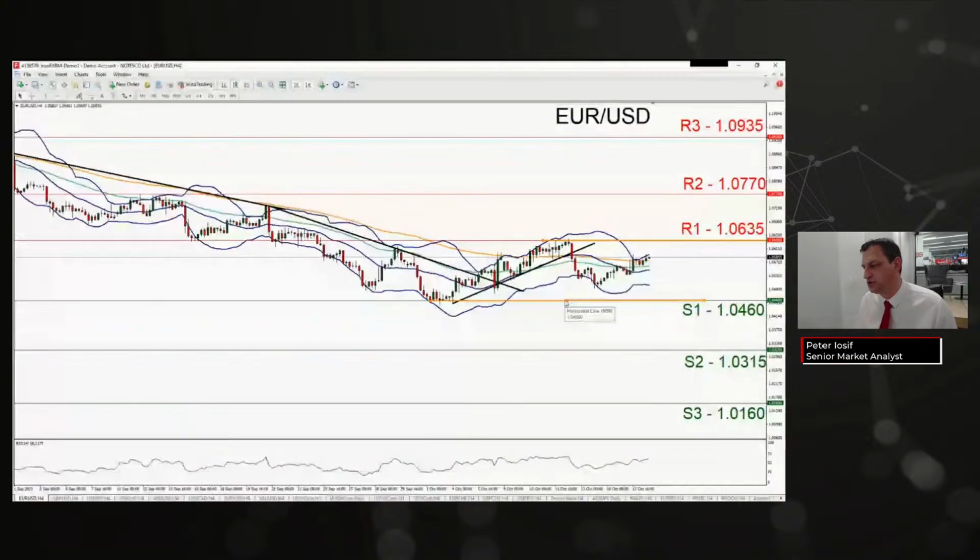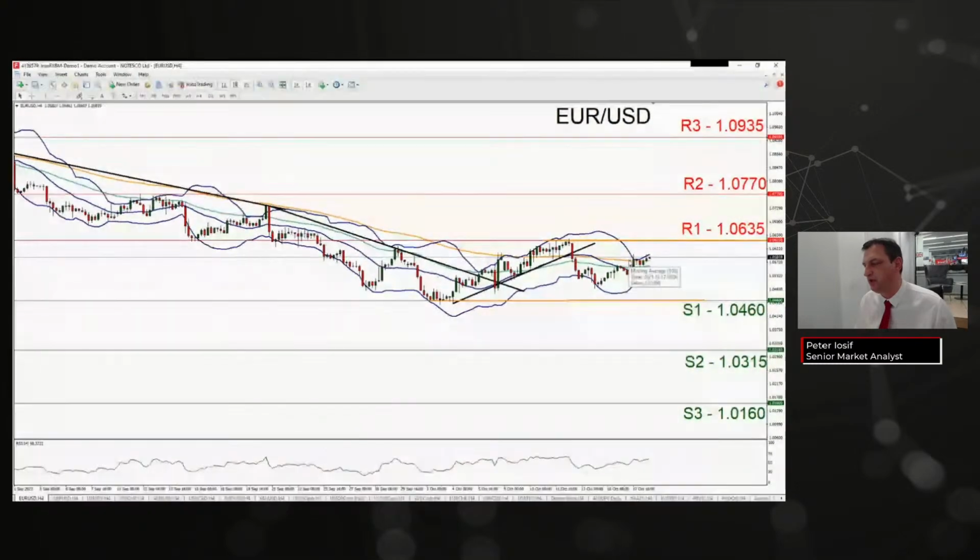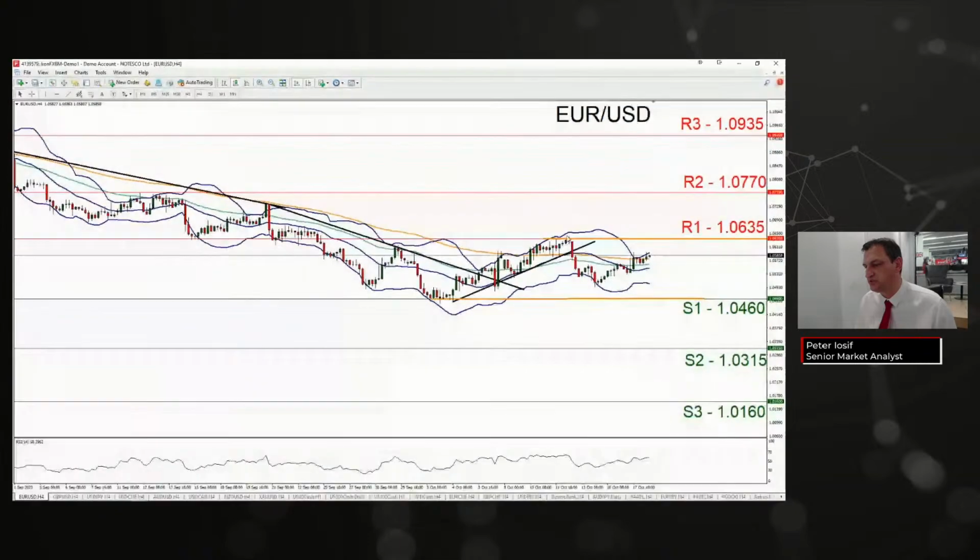For any change, we would require a clear break of the pre-mentioned levels. Say, for example, if the bulls take over, I wouldn't be surprised to see the price action breaking above the R1 1.0635, a level which provides resistance here, but also support here and here. And then start aiming for the 1.0770, which served the pair well as a resistance level right here.